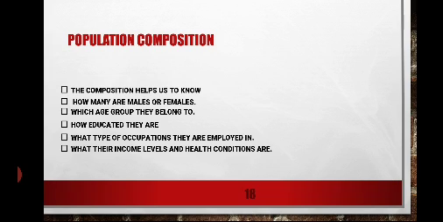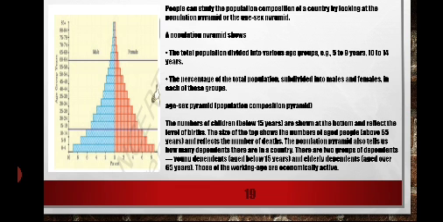Population composition basically helps us to know so many things. For example, when we calculate population, in this whole process we come to know how many males and females are there, which age group they belong to, how educated each section is, what type of occupation they are employed in, what their income levels are, and what about their health conditions. So this can be more elaborated with the help of a pyramid.